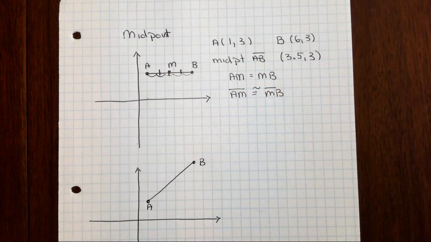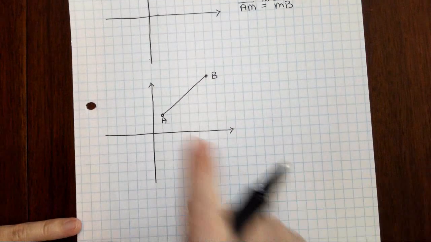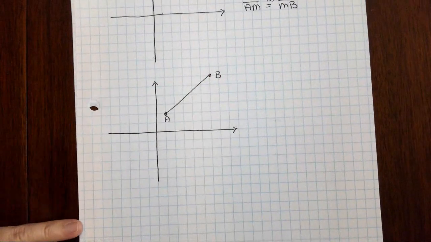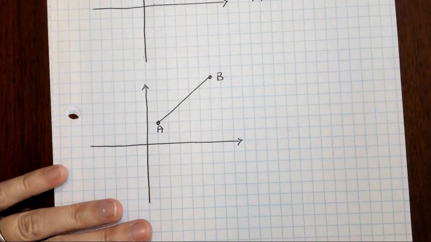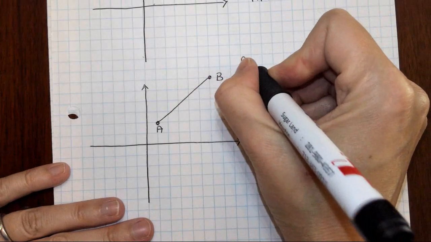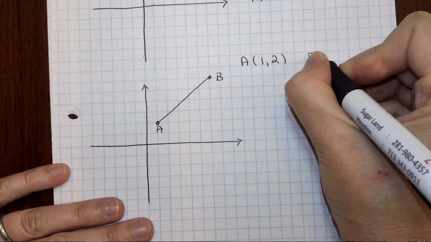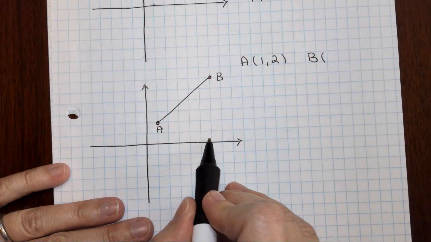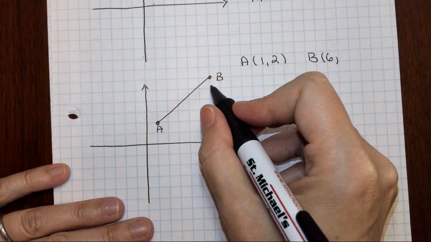So now we're going to try something a little different. What happens when we take our picture and turn our segment on an angle? It's a little bit different. So how is this going to work? We have A at (1, 2), and we know B is going to be at (6, 6).